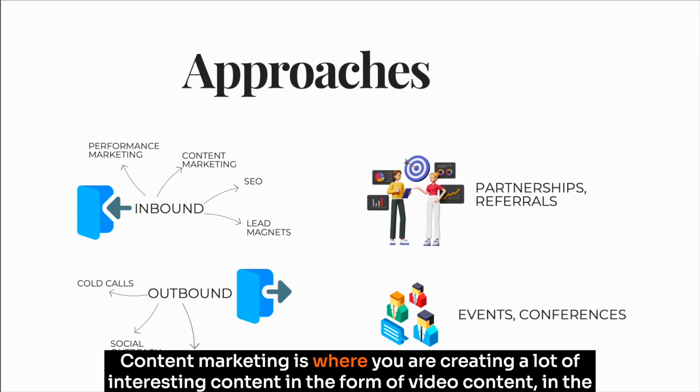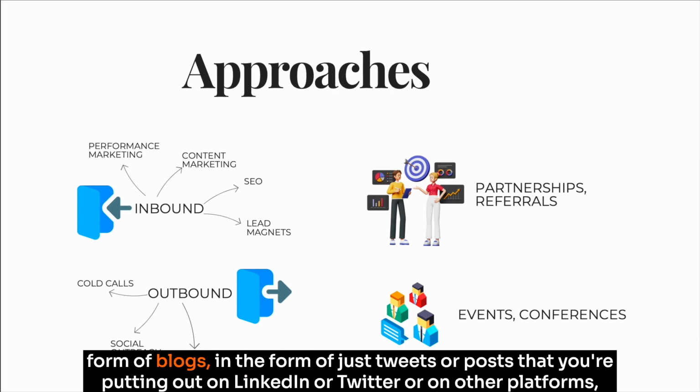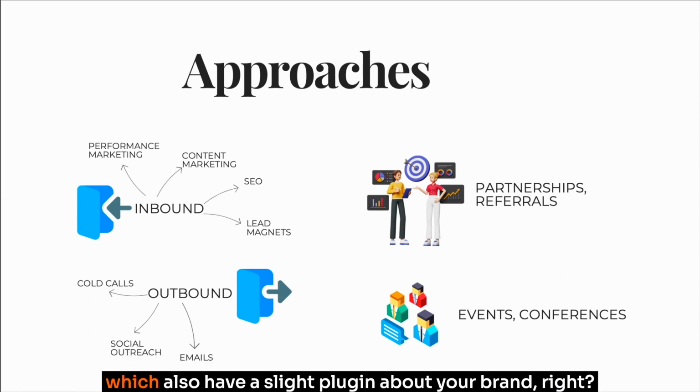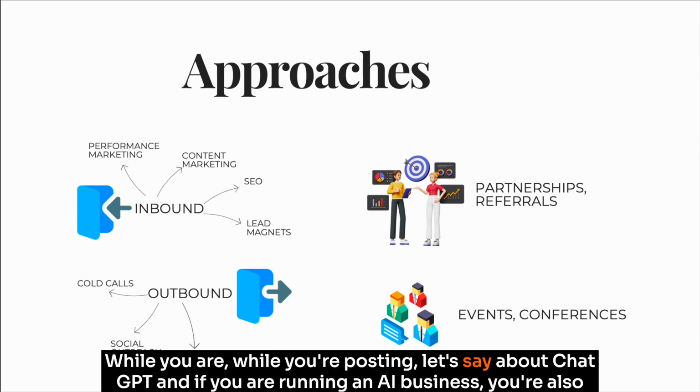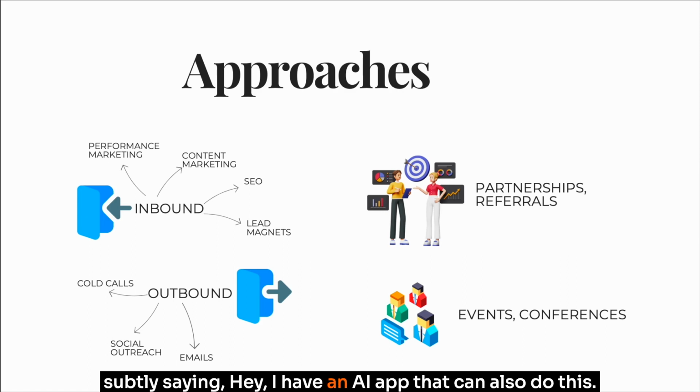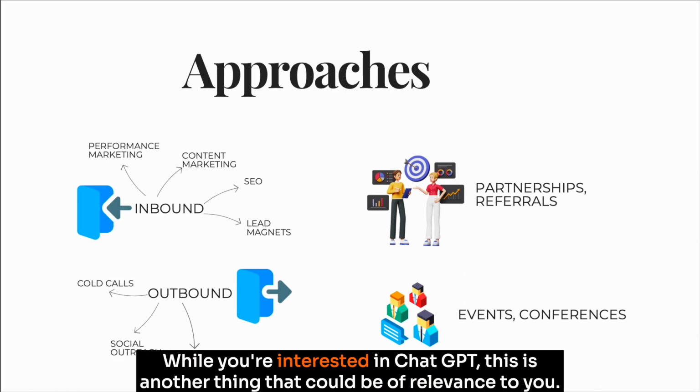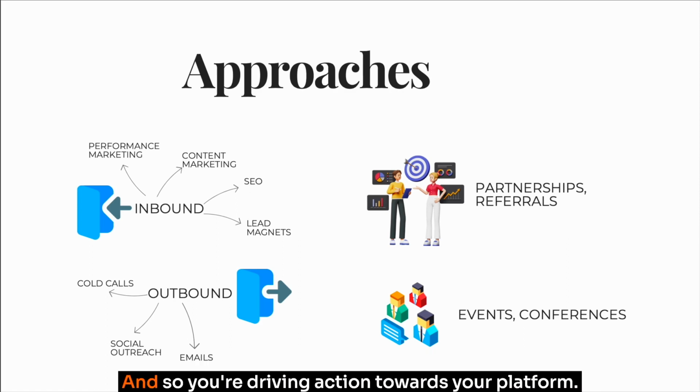Content marketing is where you're creating a lot of interesting content in the form of videos, blogs, or tweets and posts that you're putting out on LinkedIn, Twitter, or other platforms, which also have a slight plug about your brand. While you're posting, let's say, about ChatGPT, and if you're running an AI business, you're also subtly saying, hey, I have an AI app that can also do this. While you're interested in ChatGPT, this is another thing that could be of relevance to you. And so you're driving action towards your platform.